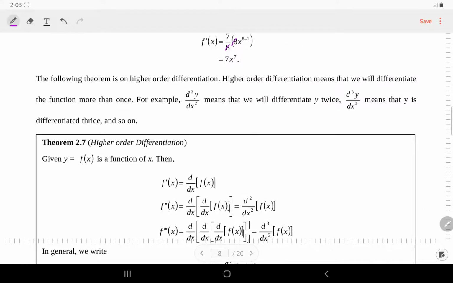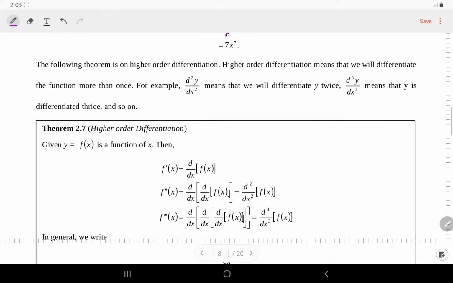Then theorem 2.7 is the theorem for higher order differentiation. Based on all the previous examples, we differentiated each function only once. Higher order differentiation means that we want to differentiate the function more than once. For example, f double prime means that we differentiate the function twice, and f triple prime means that we differentiate the function thrice.